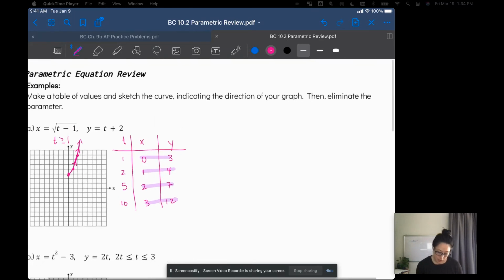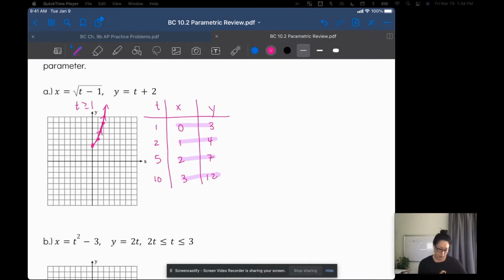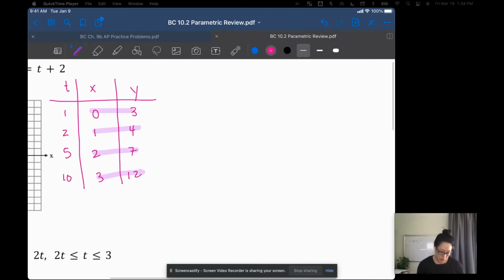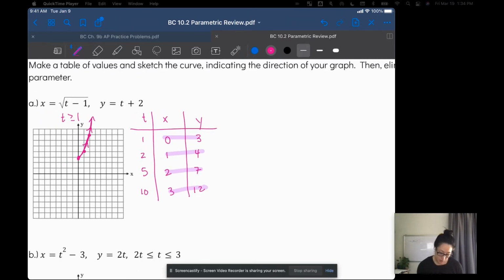All right, so now we're going to write our parametric function as a rectangular equation, so we need to eliminate the parameter. I'm going to start with y equals t plus 2, and isolate t. So y minus 2 is equal to t. And in my equation, x is equal to the square root of t minus 1. I need to substitute in my y minus 2. So I get x equals the square root of y minus 2 minus 1, giving me x equals the square root of y minus 3.